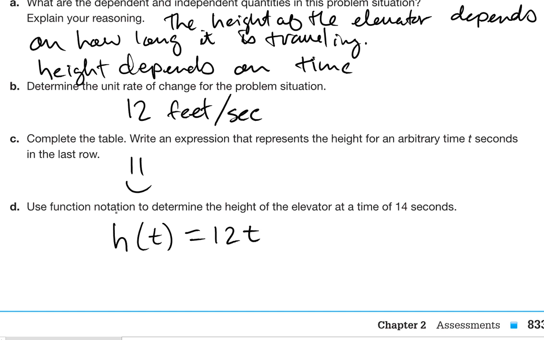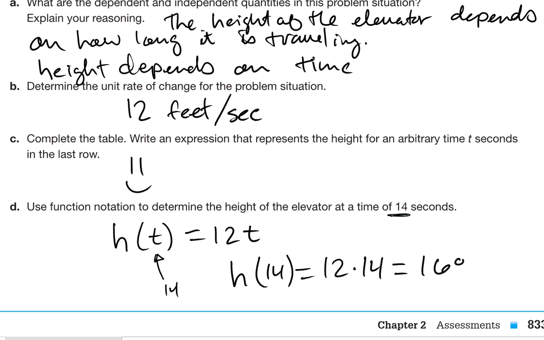And it says, use function notation to determine the height of the elevator at a time of 14 seconds. So if t is 14 seconds, this function will give me the height. So I'm just going to plug in the value 14. So the height at 14 seconds equals 12 times the 14. And if I evaluate that on my calculator, I get that height is 168 feet. So at a time of 14 seconds, the elevator will be 168 feet above the ground.